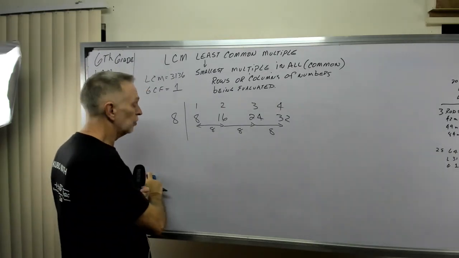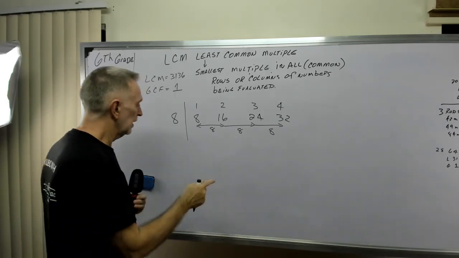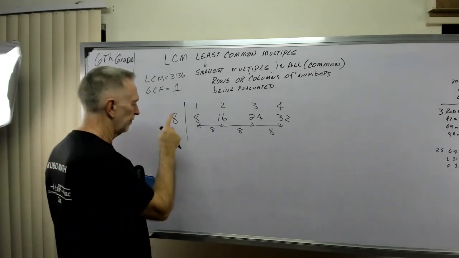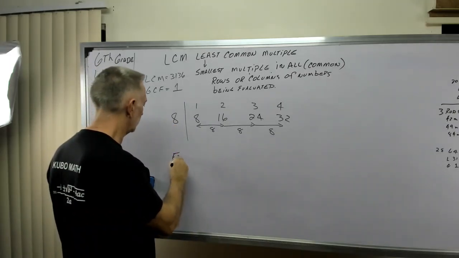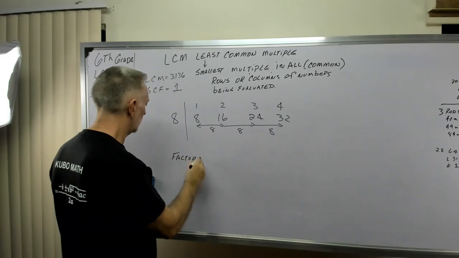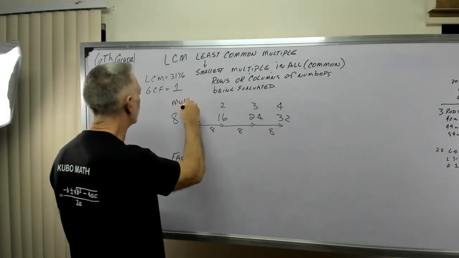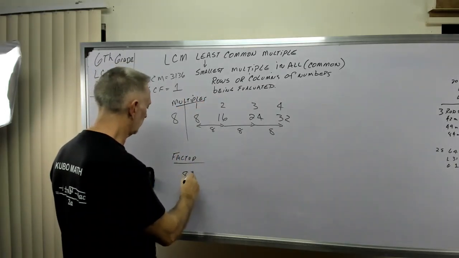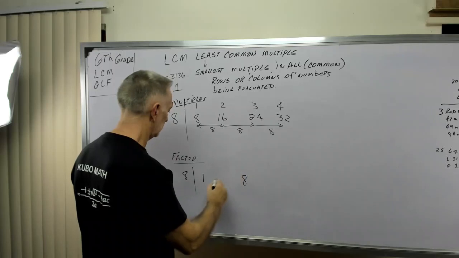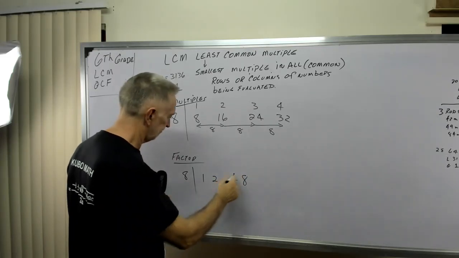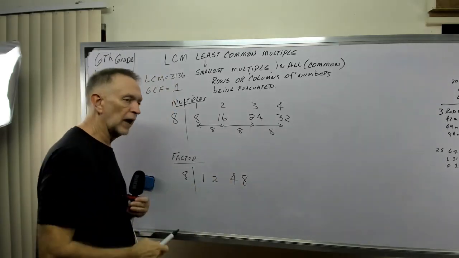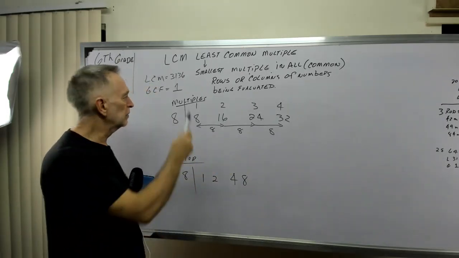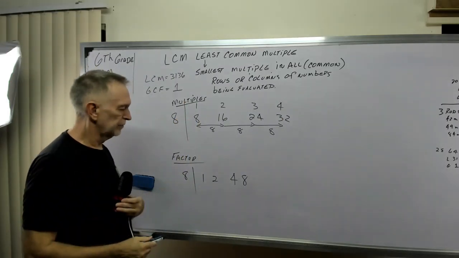Okay. Now the factors are what can be multiplied by each other to give me 8. So this is multiples. Factors, I have factors of 8. Okay, it's 1 times 8, 2 times 4. That's it. 1, 2, 4, 8 would be factors of 8. So that's multiples. This is factors.